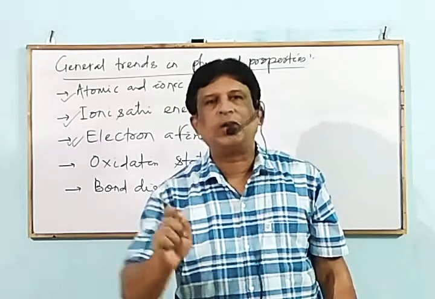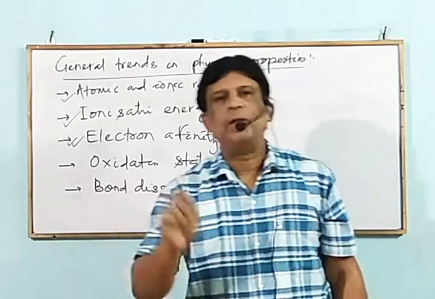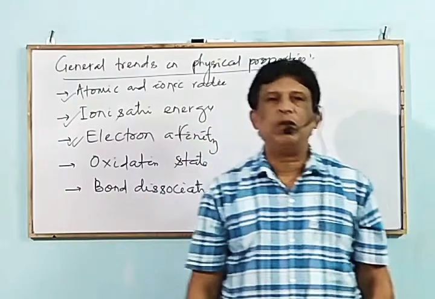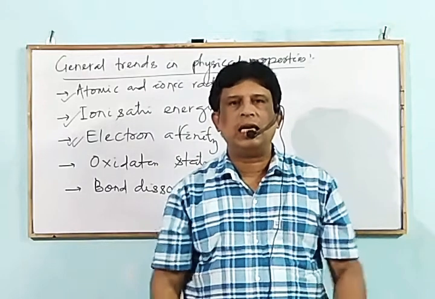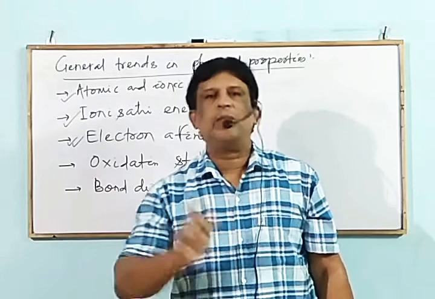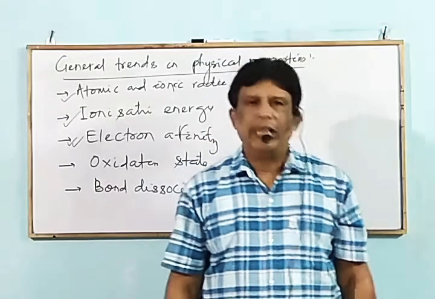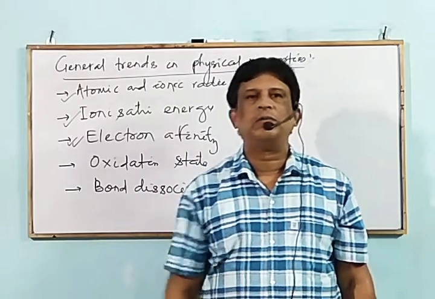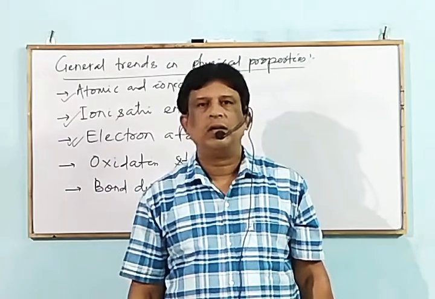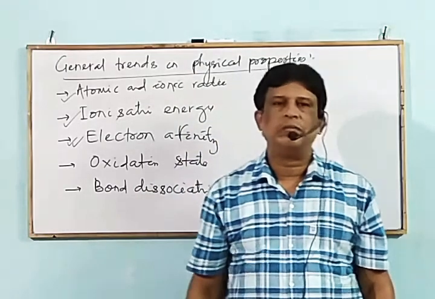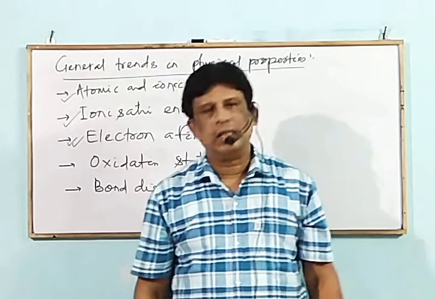So from the outermost electronic configuration, ns2 np5, it is clear that they have a strong tendency to accept an additional electron in order to maintain the nearest noble gas configuration. That's why they have a high value of electron affinity. However, while moving from top to bottom, this value gradually decreases as atomic size increases.